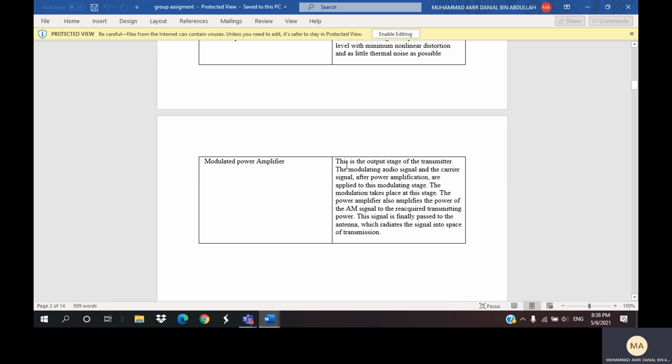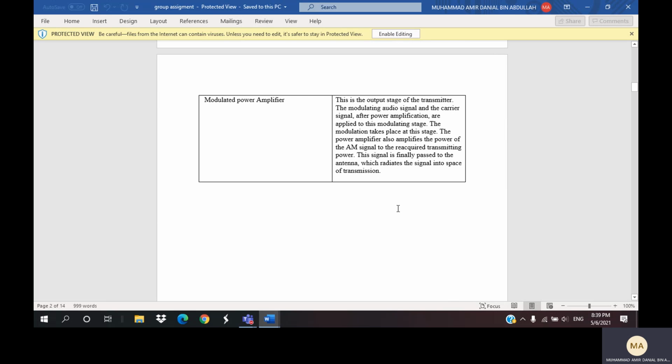This is the output stage of the transmitter, where the modulating audio signal and the carrier signal are applied. The modulation takes place at this stage. The power amplifier also amplifies the power of the AM signal to the required transmitting power. This signal is finally passed into the antenna, which radiates the signal into the space of transmission.